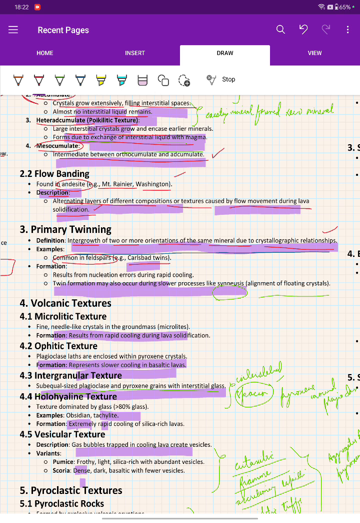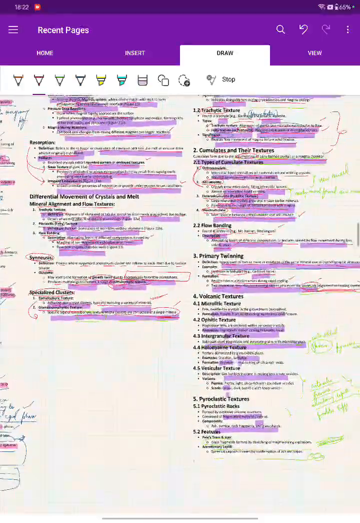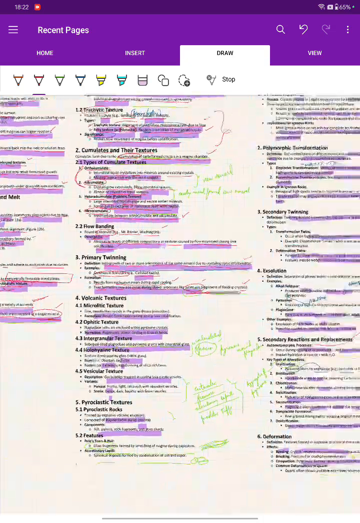Now we have the formation. It results from the nucleation error during the rapid cooling, and twin formation may also occur during the slower process like synneusis, alignment of the floating crystals. I've already told you. Yeah, synneusis is the alignment of the floating crystals.